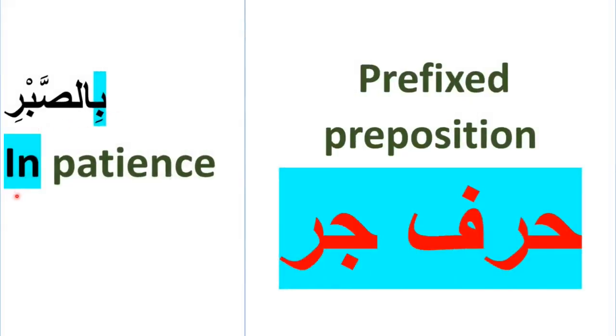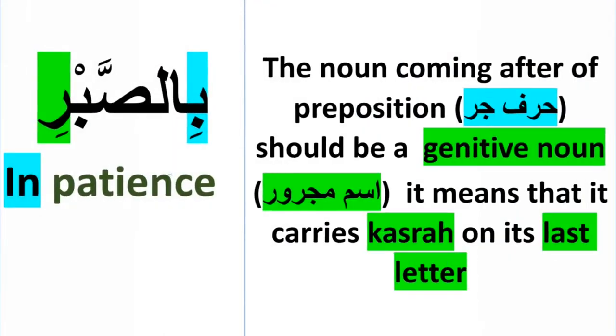بالصبر, in patience. Be, or in, is a harf jar or prefix preposition. The noun coming after the harf jar or preposition should be a genitive noun or ism majroor, meaning it carries a kasra on its last letter.